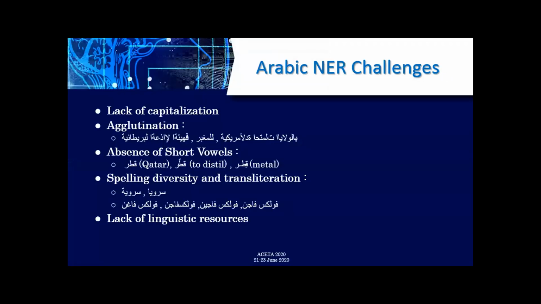NER is more challenging when applied to a Semitic language like Arabic due to some characteristics, such as lack of capitalization, which is a strong indicator of named entities in a language; agglutination, where we have suffixes and prefixes attached to the word; absence of short vowels, so words are written the same way but are different in context, like Qatar; spelling diversity and transliteration, where we find different ways of writing some words but they all mean the same word, like Syria; and lack of linguistic resources, which is a huge problem that we face when applying NER to the Arabic language.